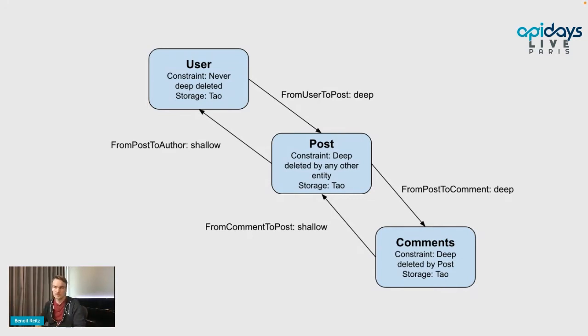We can see on the post, for instance, we have deep deleted by any other entity. This basically means that the post schema accepts deep edges from anyone, but they require at least one. And then comments is another type of constraint, which is deep deleted by post, which basically means that developers are able to safeguard what are the object types that can delete their data.